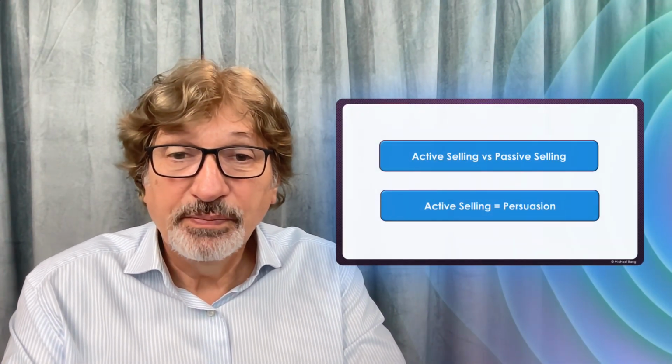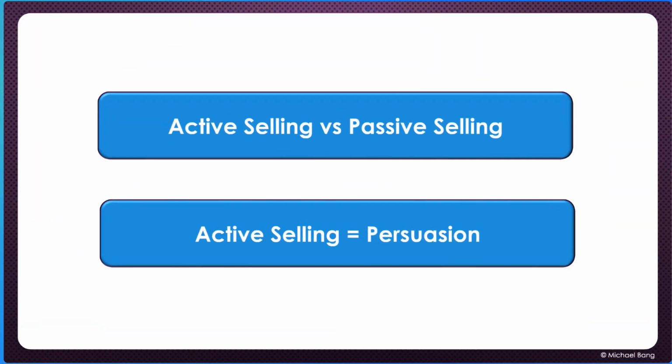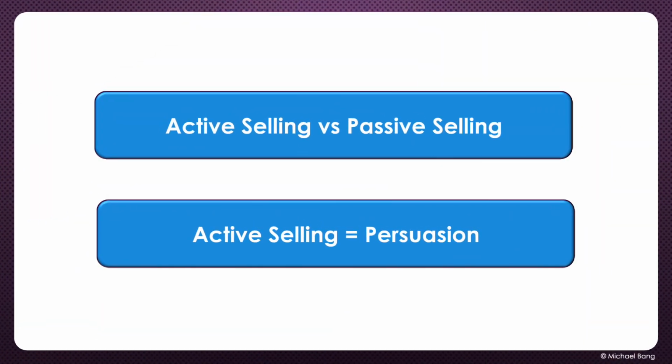So first of all, we look at active selling versus passive selling. Like we said in the beginning, active selling is when we go out hunting for the best possible clients for our business. Passive selling is when we're waiting for the client to come to us. And we define active selling as persuasion.